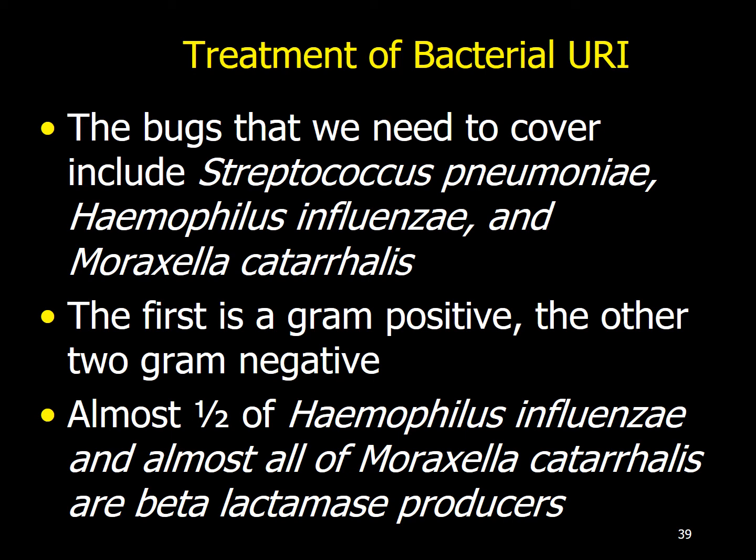If you deduce that it's bacterial, and again, you usually don't have a culture for this, then you've got to think about the bugs that you need to cover. So this slide tells you that in primary care, in the otherwise healthy patient, if you presume a bacterial upper respiratory infection, the bacteria that you need to consider are Streptococcus pneumoniae, Haemophilus influenzae, and Moraxella catarrhalis.